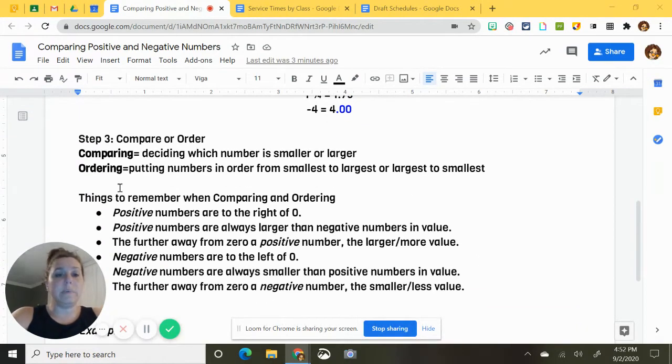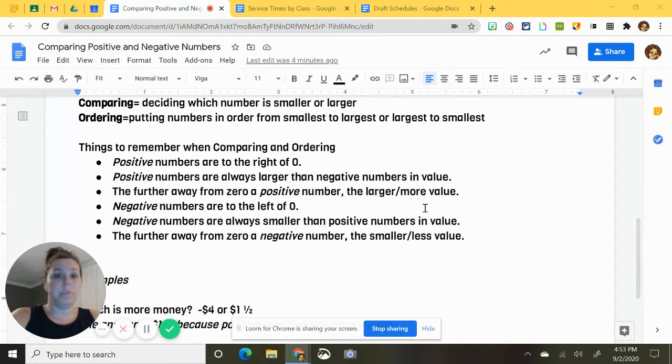So step 3 is about ordering and comparing. So here is the difference. Comparing is deciding which number is larger or smaller between the two. Ordering, you're going to either put the numbers in order from smallest to largest or largest to smallest.